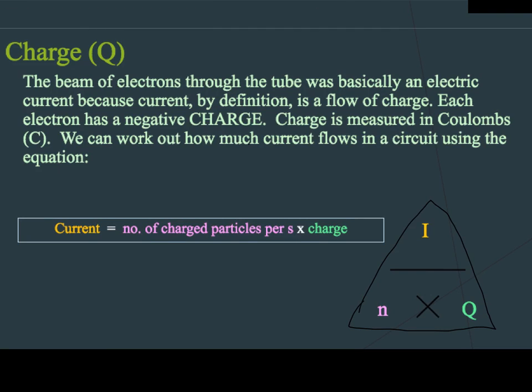As we said, the beam of electrons through the tube is basically an electric current, because current by definition is a flow of charge. Each electron, as we know, has a negative charge. Charge is measured in coulombs, or C. So we can work out how much current flows in a circuit using the below equation. We have current, which is I, equals the number of charged particles per second, N, times charge, which is Q.